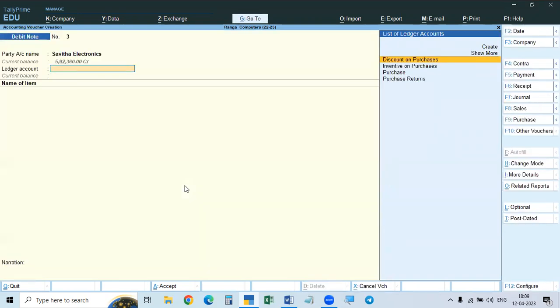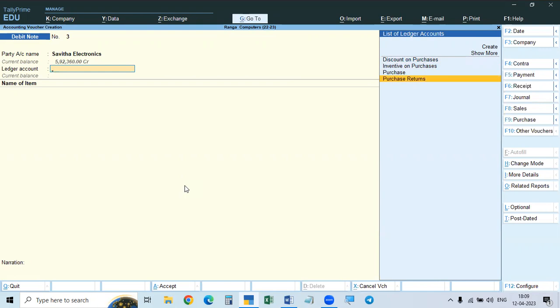So its account is taken. And now, when you are returning the goods, it is called purchase returns. We are issuing a debit note, but it is called purchase returns. For the purchase returns, we have to create a separate ledger. So here, you have to take purchase returns.